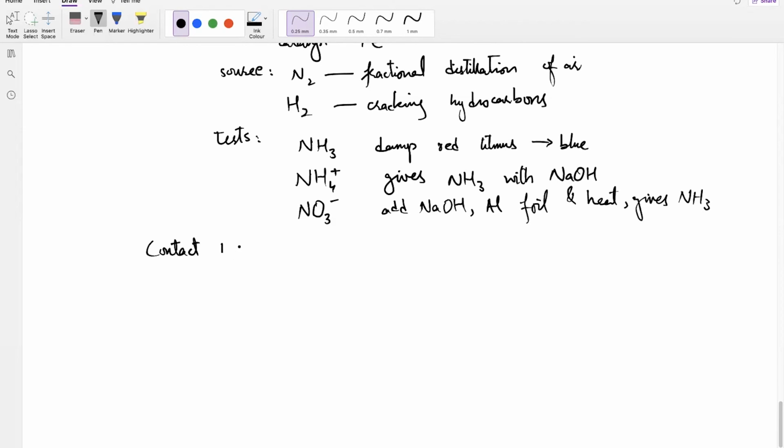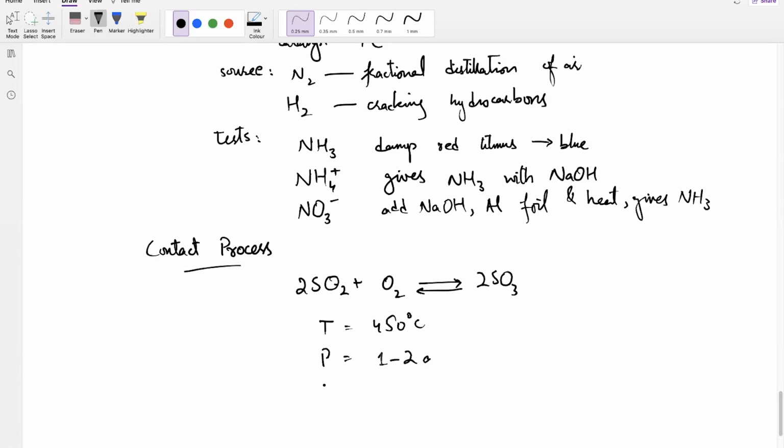Okay. The second reaction that is important from this point of view is called contact process, where sulfur dioxide reacts with oxygen to produce sulfur trioxide. Sorry, this is a reversible reaction. The conditions are the temperature is anywhere from 250 to 450 is fine. So just say 450, and pressure is 1 or 2 atm. It's low pressure, and the catalyst is V2O5.